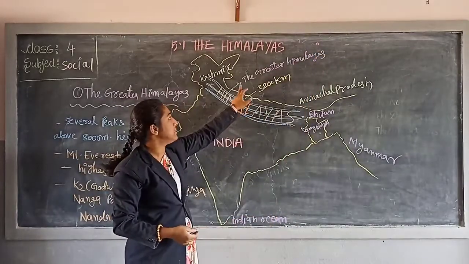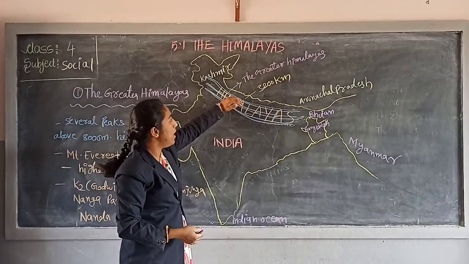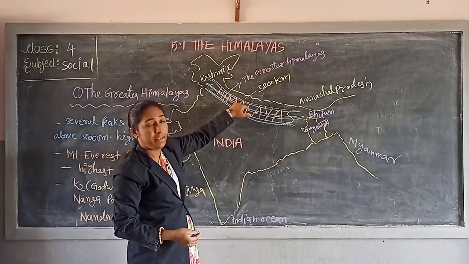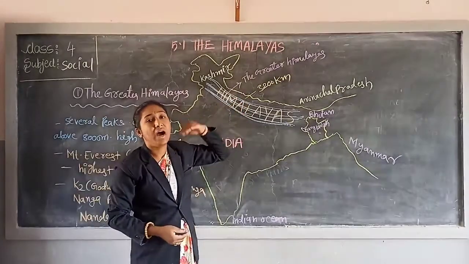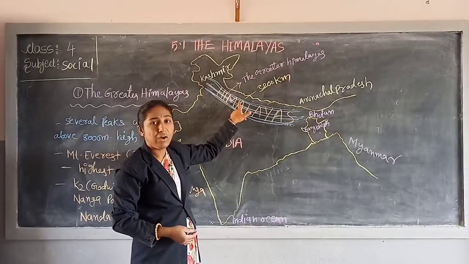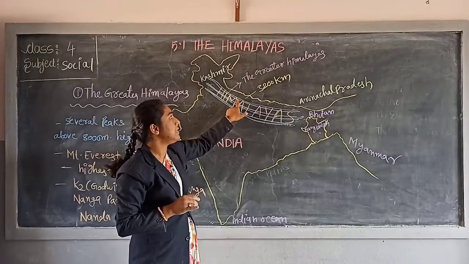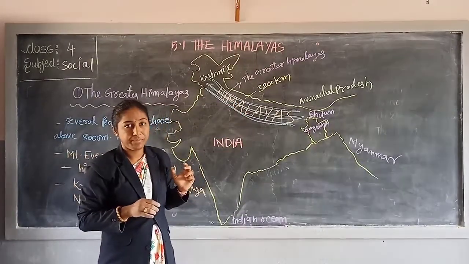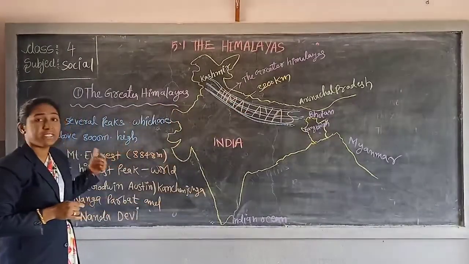First mountain range is the Greater Himalayas. So this is the first one. North range is the Greater Himalayas. The Greater Himalayas are the highest mountain ranges in the world. In the Greater Himalayas there are several peaks.